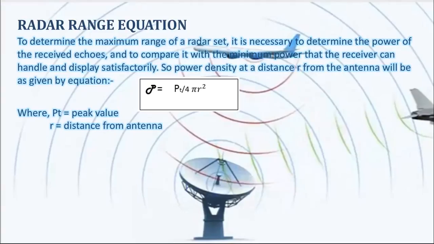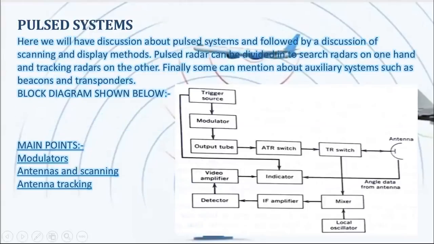Now we'll see pulse radar system. Here we'll have discussion about pulse system followed by a discussion of scanning and display methods. Pulse radar can be divided into search radars on one hand and tracking radars on the other. Finally, we can mention about auxiliary systems such as beacons and transponders.